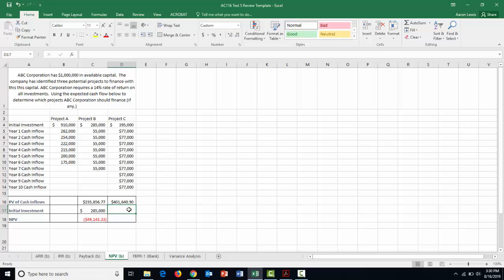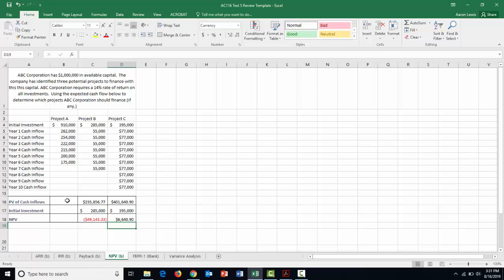And we find out that the present value of cash inflows from Project C is $401,640.90. And for our initial investment, we're going to hit equals, and we're going to go click on that, which is $395,000. So the net present value of Project C is equal to this $401,000 in change minus $395,000. That has a net present value of $6,640.90.